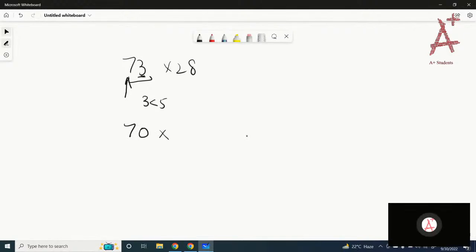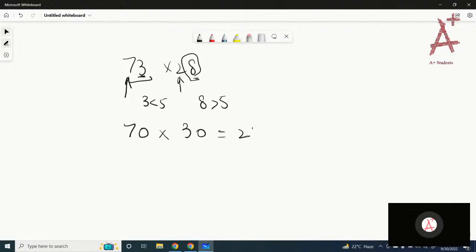Got it? Now look at the 28. The 2 is at the tens position. Look at the 8. 8 is greater than 5. That means you have to round up. Round up means you have to add 1 to the tens digit. So 2 plus 1 is 3, and replace this digit with 0. So now that you have estimated them, just multiply both the numbers.